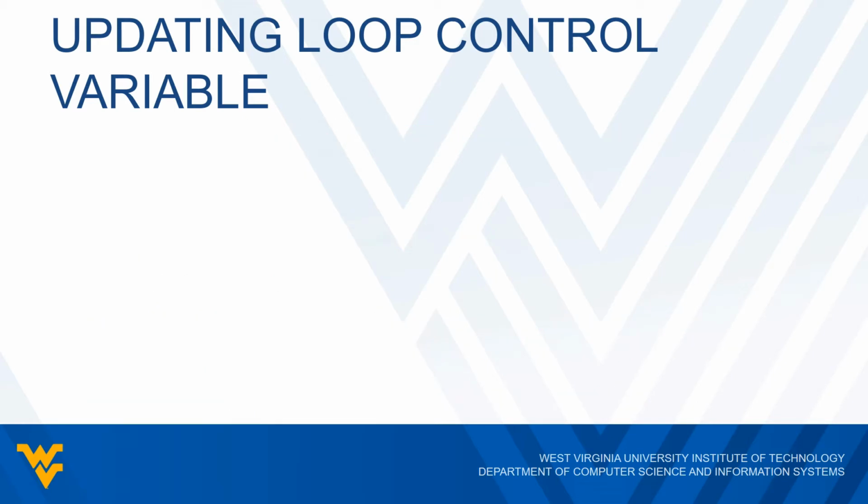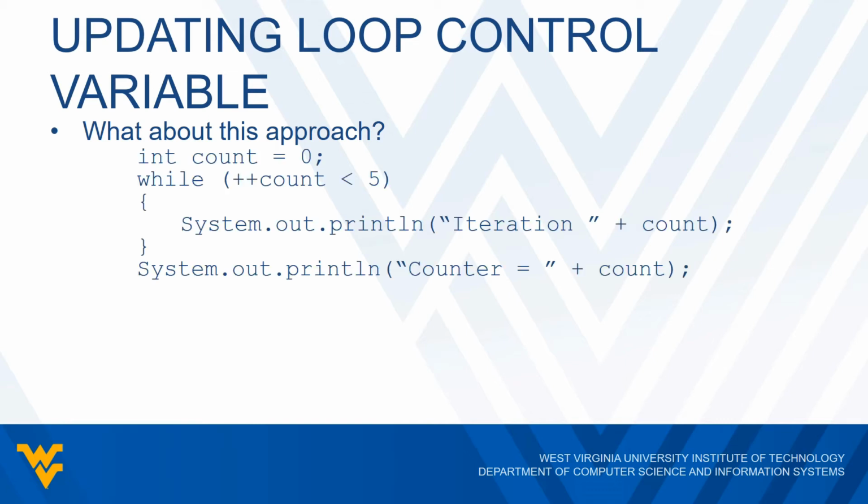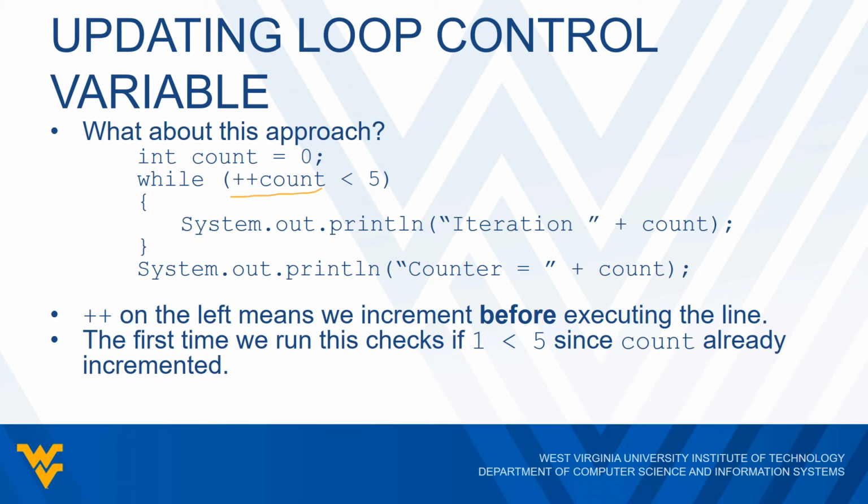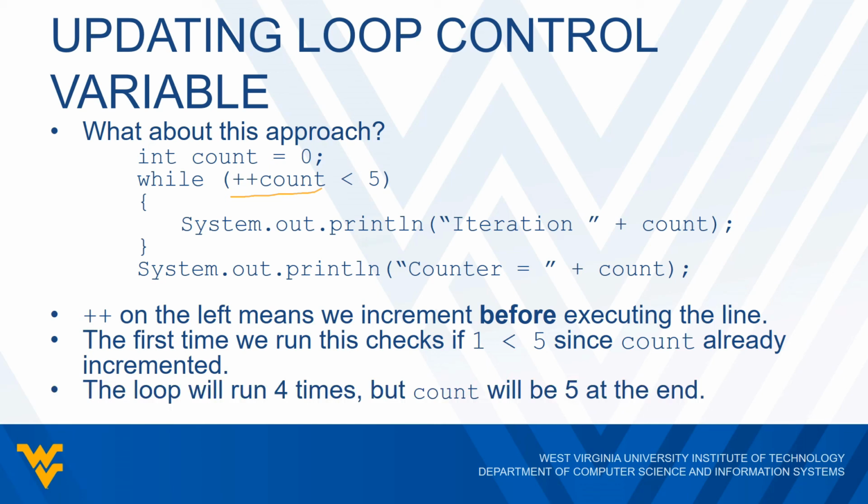Now let's take a look at a different example. So what about this approach here? It's the same code, except now the plus plus is done before the count. Because we're doing the incrementing on the left, that means we're incrementing the value of count before we execute the line. That means the first time we're running through this while loop, we're actually checking if 1 is less than 5 because we've already incremented count before doing our comparison. This means our loop is going to run only 4 times, but count is still going to be 5 at the end.